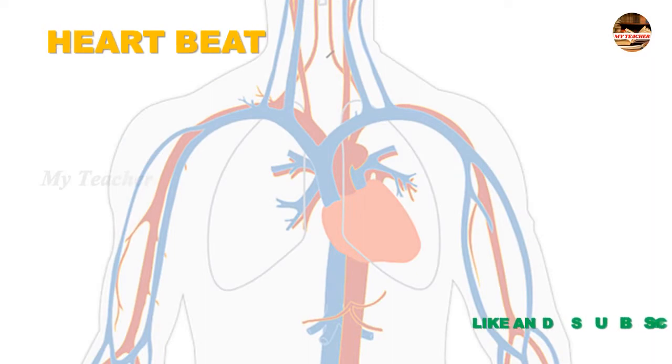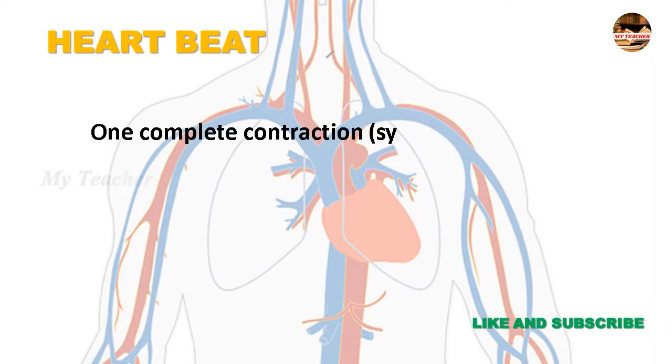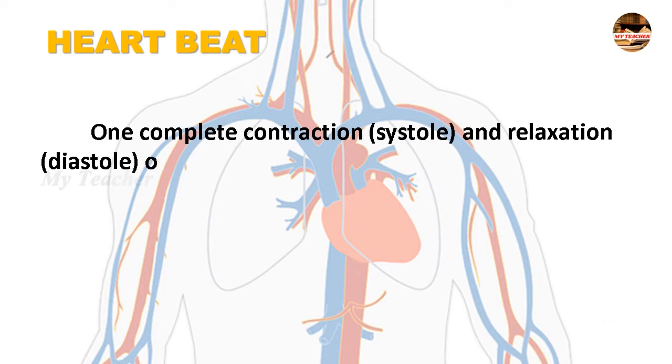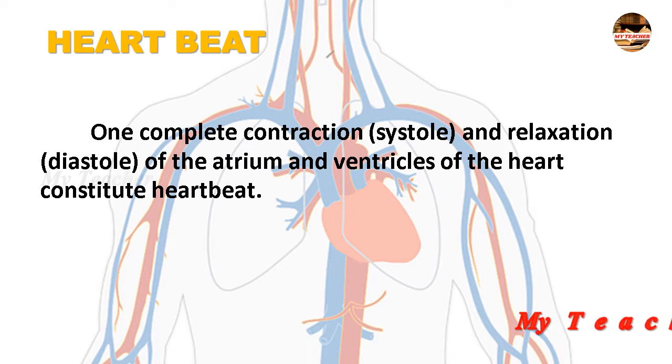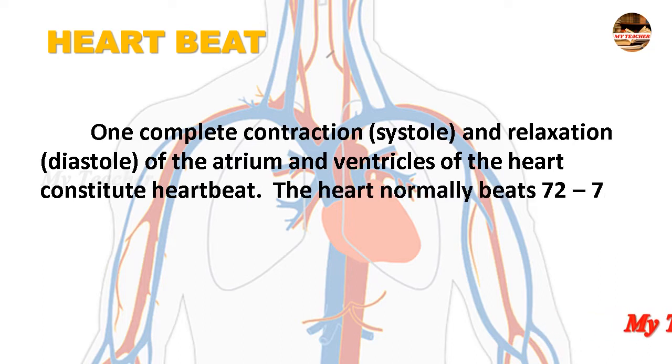Heartbeat. One complete contraction, that is systole, and relaxation, that is diastole, of the atrium and ventricles of the heart constitute heartbeat. The heart normally beats 72 to 75 times per minute. What is the purpose of this contraction and relaxation? It is for pumping the blood from the ventricles to aorta and pulmonary artery respectively for circulation.